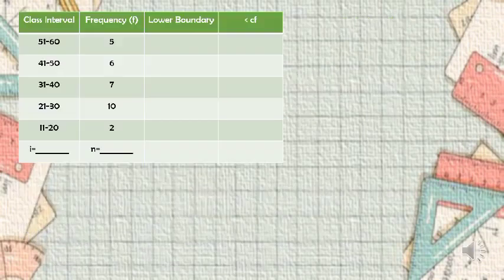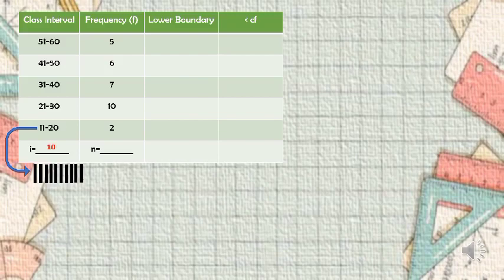So, let's compute the missing part of the cumulative frequency distribution. So, first, let's find the value of the class width or the interval. We can find this by counting the lower limit up to the higher limit. Let's start at 11 to 20. So 11, 12, 13, 14, 15, 16, 17, 18, 19, 20. So the class width or the interval is equal to 10.